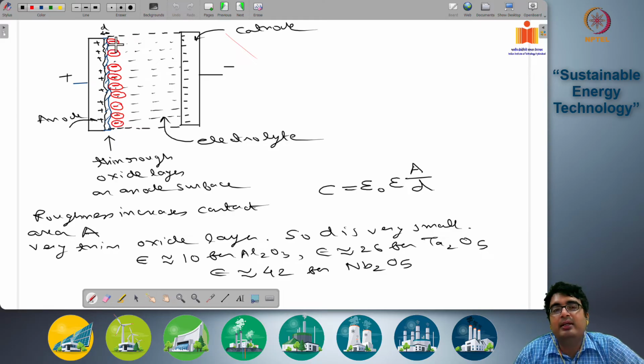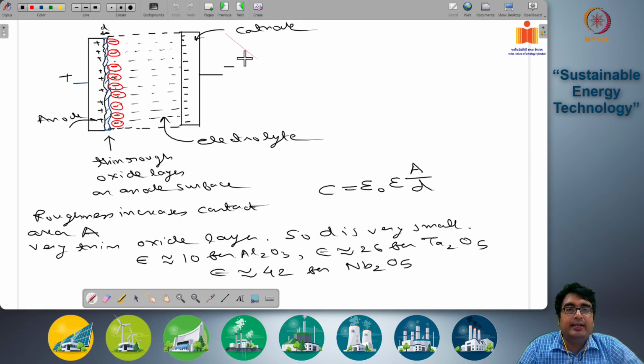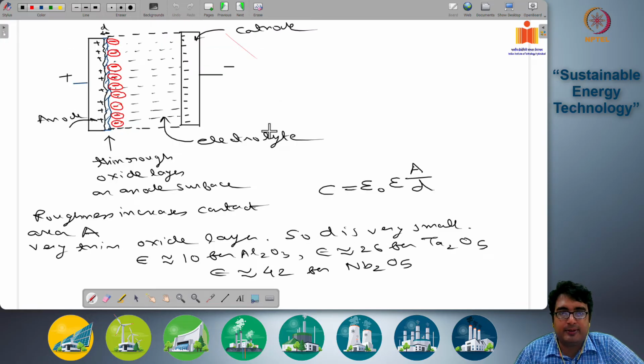Okay. So if you are going for a solid electrolyte, it should first be conducting and it can form polymeric bonds between the oxide and the solid electrolyte so that you get good contact. Now, this is called an electrolytic capacitor because the main gap area is made up of electrolyte instead of a dielectric medium. Okay, so that's why we call this electrolytic capacitors.